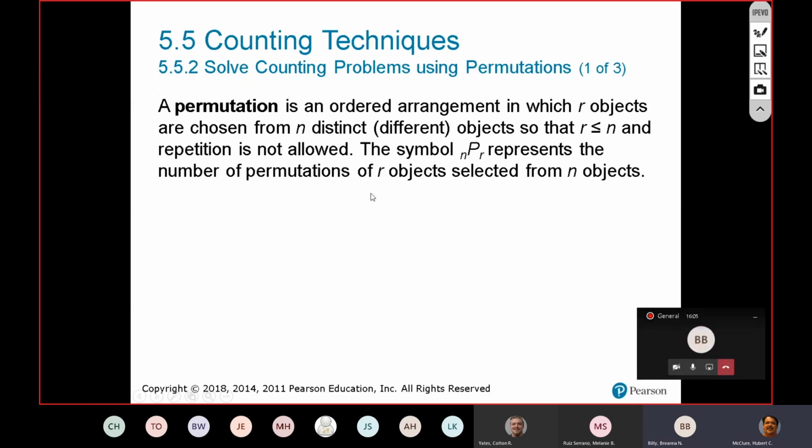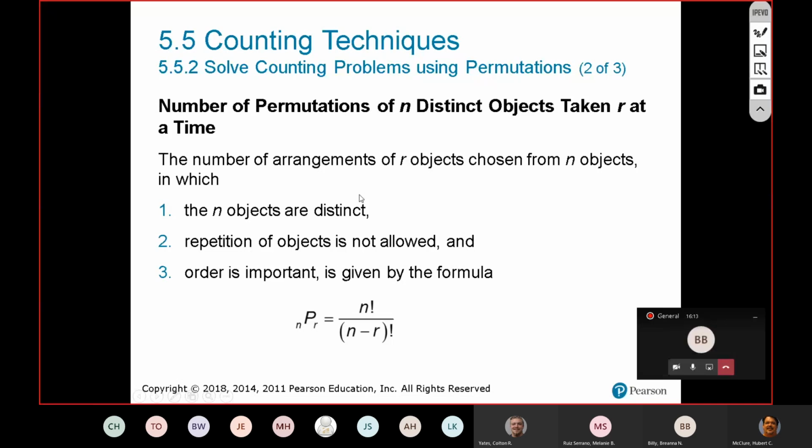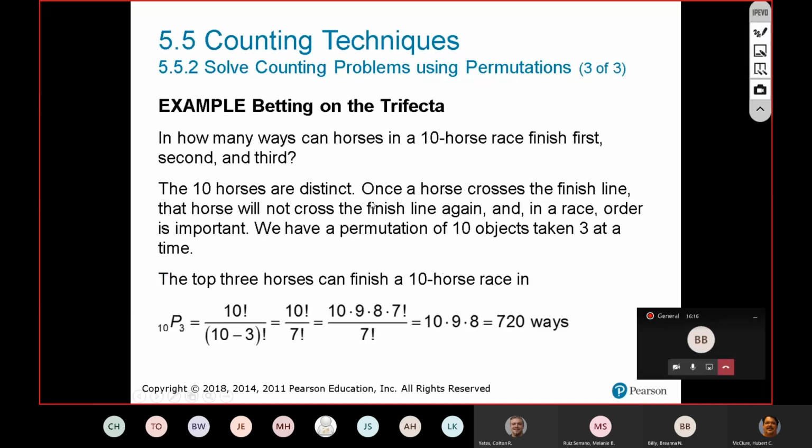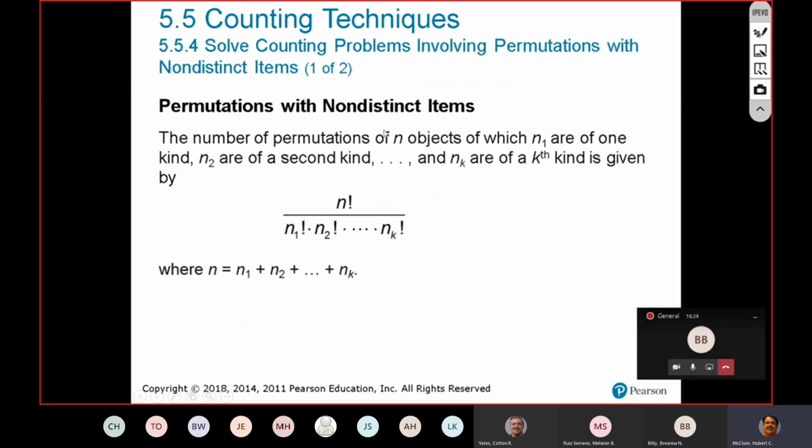Okay, they're getting all this. They get the cart before the horse. I really don't want them to show permutation yet. Let's not go there yet. We'll come back. Okay, here's one. Permutations with nondistinct items. Write that formula down. We'll come back to permutations and combinations. I'm going to go over those last.